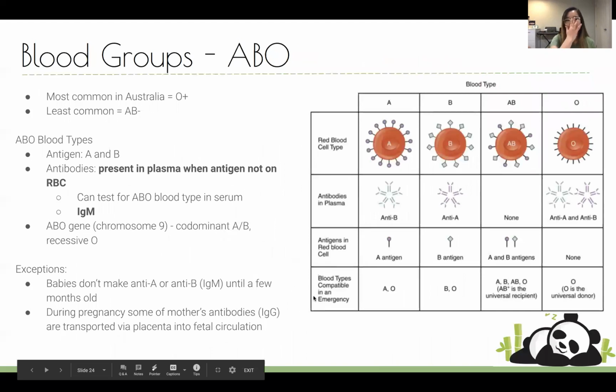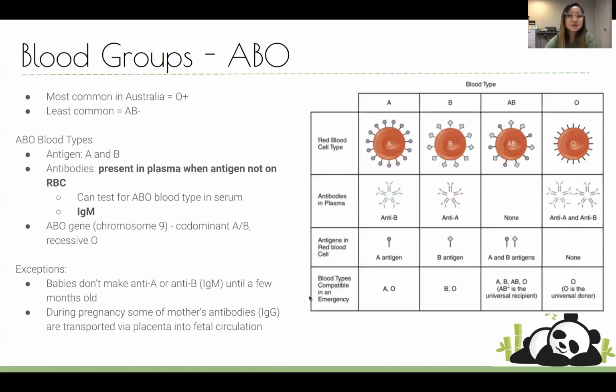All right, so that's anemia done. Go on to some other things about red blood cells. So one thing is blood groups. The most common in Australia is O+. The least common is AB-.